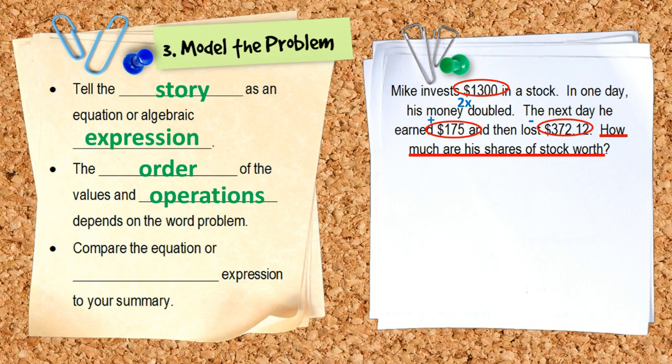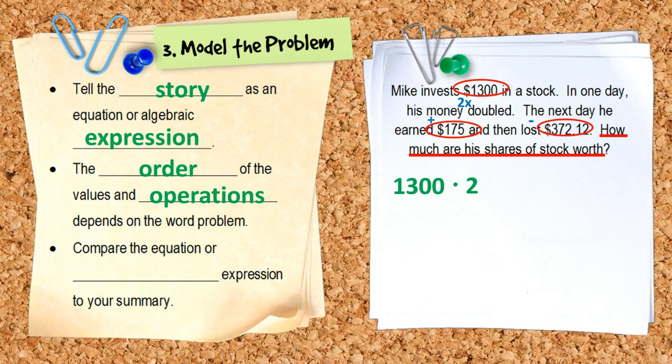The order of the values and operations depends on the word problem. So this is why it's important to think beyond just the numbers. We've read the plot, we understand it, we've identified the numbers, now let's tell it back in order. Mike invests $1,300 in a stock. So we need to start with $1,300. That's right now what this expression is worth, $1,300. In one day, his money doubled. Well, doubled we know means 2 times. That's 2 equal groups being combined together. 2 groups of 1,300.